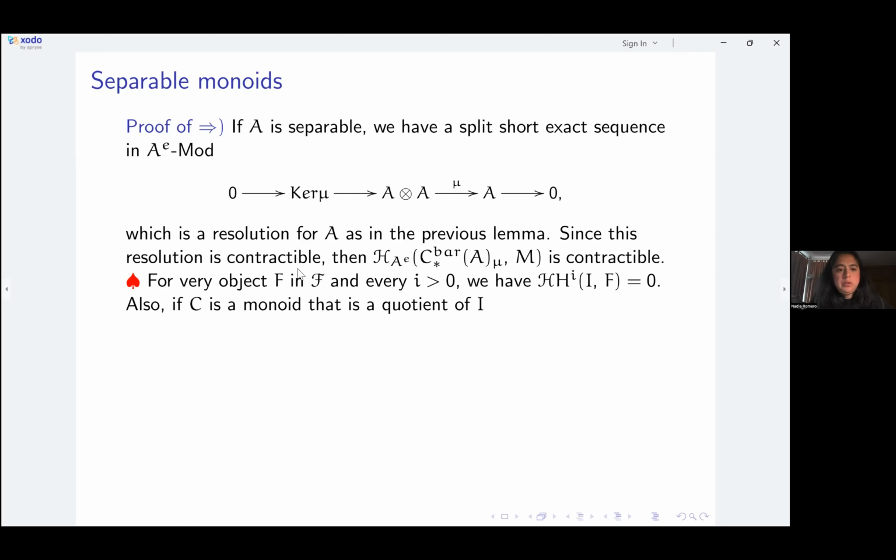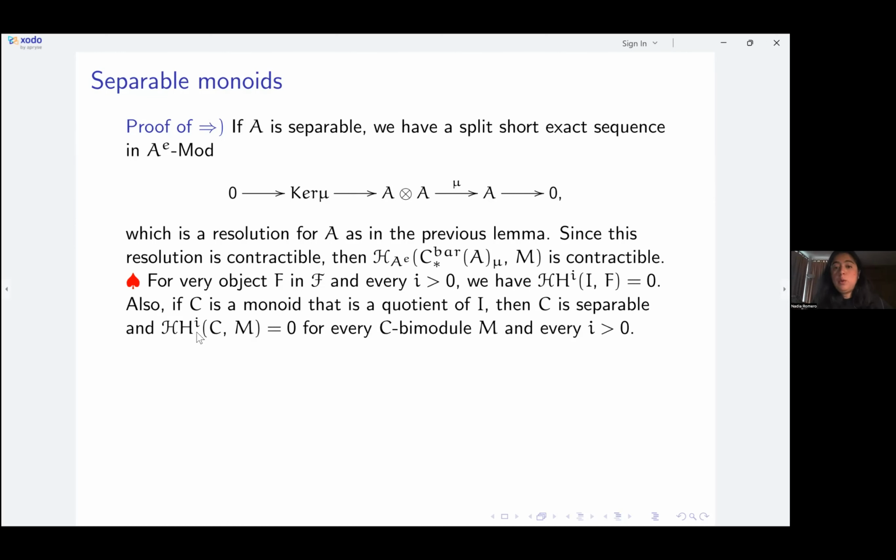But also we can show that if we have a monoid that is a quotient of I, this monoid also is separable. This can be shown actually in a more general setting. So this guy is separable. And so it means that also whenever we have quotients of I, these quotients are going to have this property too. That means that all these functors we defined are 0 for any bimodule M and every i bigger than 0.